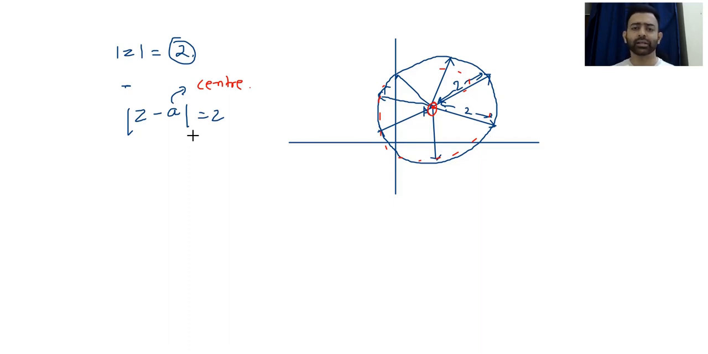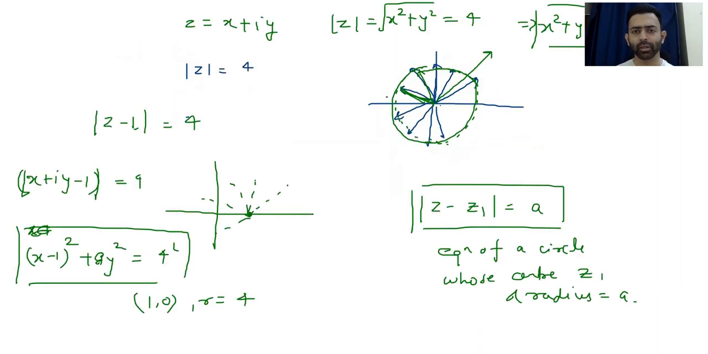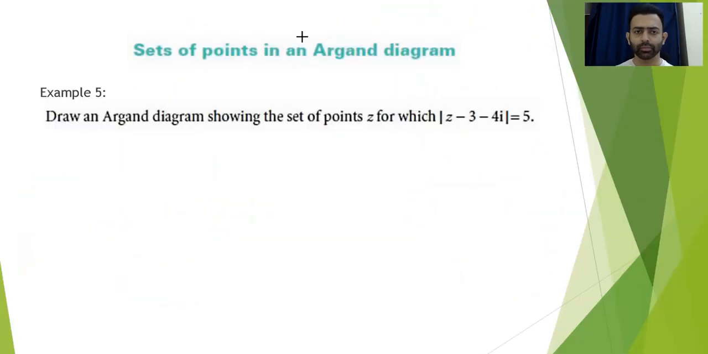So let us take a couple of questions on how to represent a complex number given in this form: modulus of z minus something is equal to some constant. Okay. So, set of points in an Argand plane. Example: draw an Argand diagram showing the set of points z for which modulus of z minus 3 minus 4i is always equal to 5.